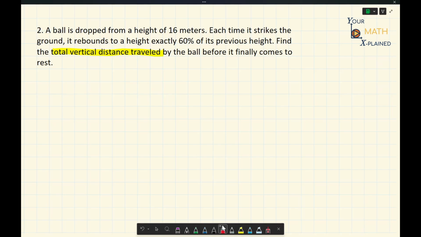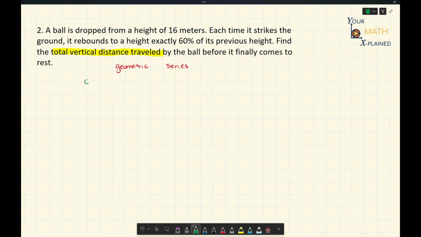So because the rebound is exactly 60% of its previous height, this is geometric, not arithmetic. So we're going to be using our geometric formulas. And because they're asking for the total distance traveled, that tells us that we're looking for a series and not a sequence. So now let's go ahead and draw a quick diagram to illustrate what's actually happening here.